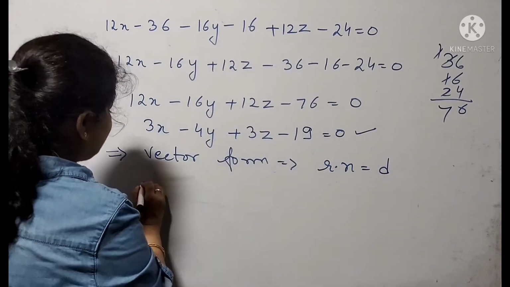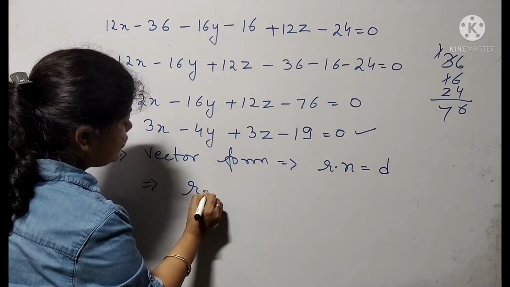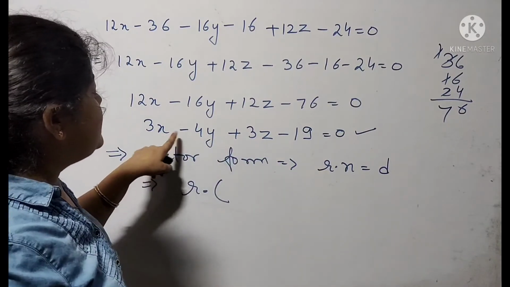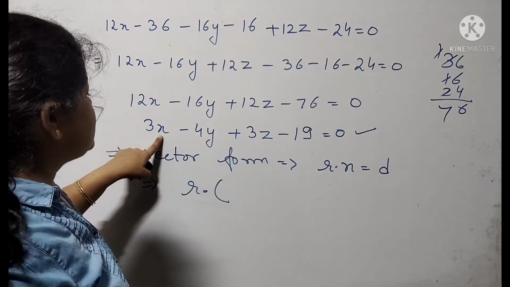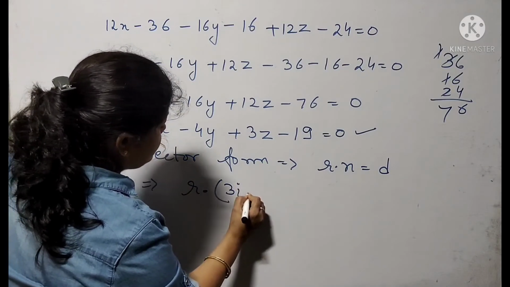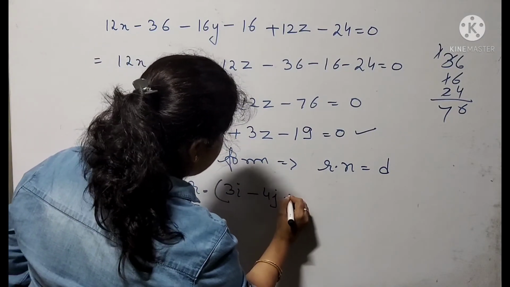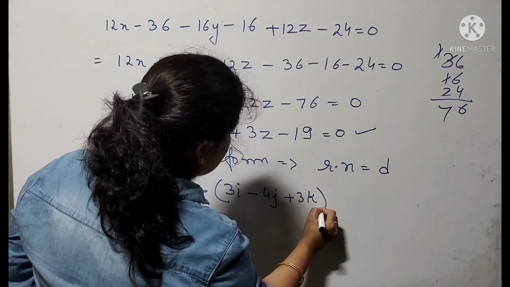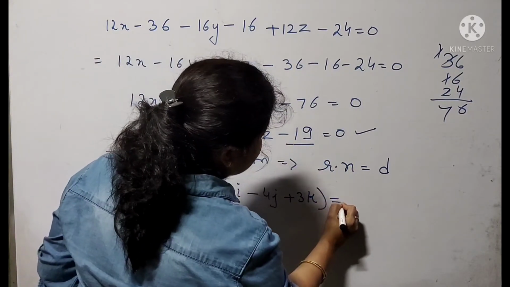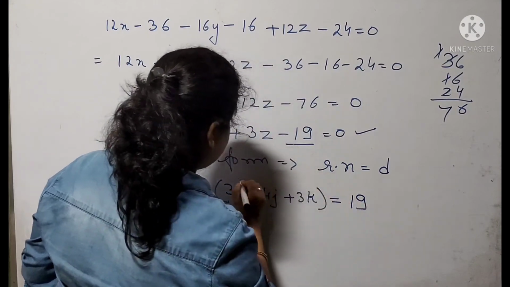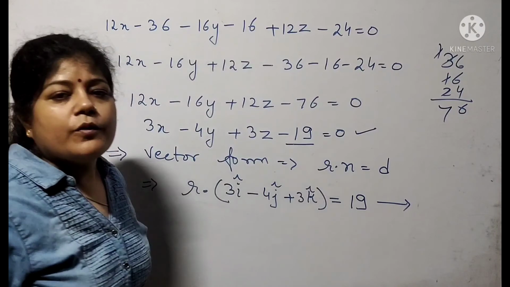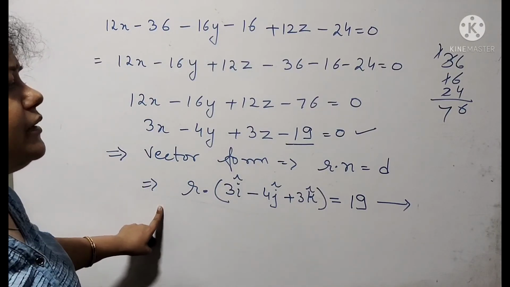So we just write simply r dot, and in place of x, y, z we write i, j and k. x for i, y for j and z for k. That is 3i minus 4j plus 3k, and this constant we write over here, 19. So this is the vector form, the vector equation of the plane. Clear?